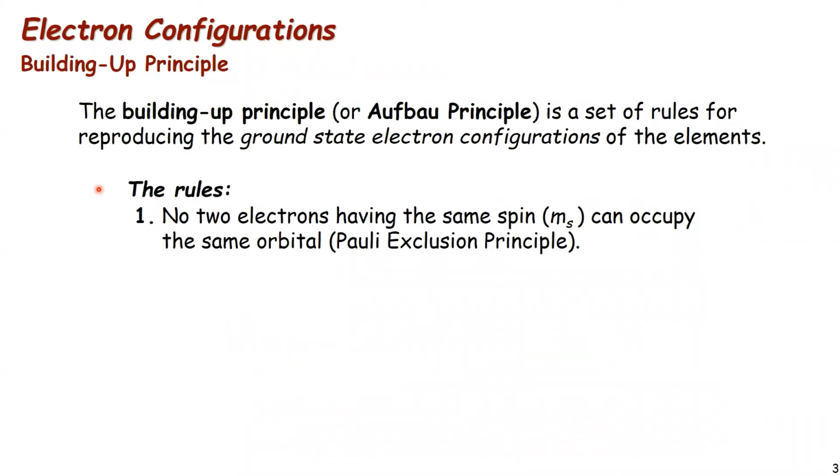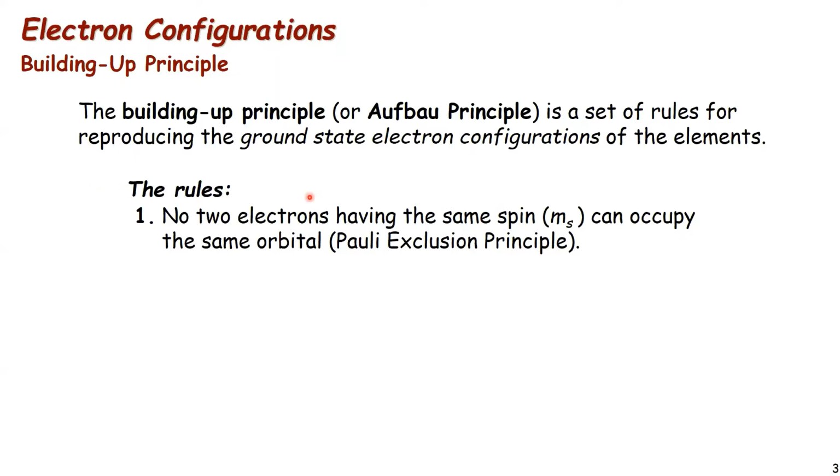So again, just as a refresher, you're going to need to know how to write your electron configurations again. This is going to be important for predicting the properties of the transition metals, because a lot of their properties are going to be based on how many unpaired d electrons there are. So you're going to need to be able to write your proper electron configurations again.